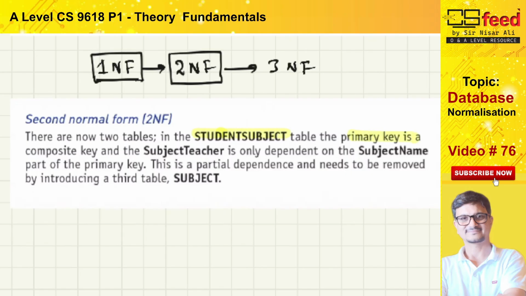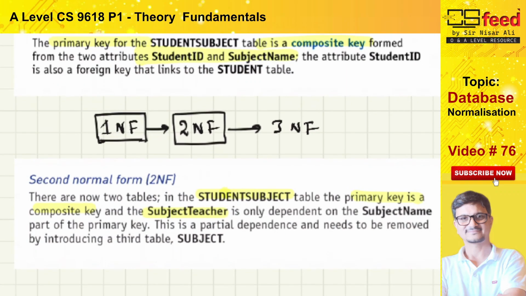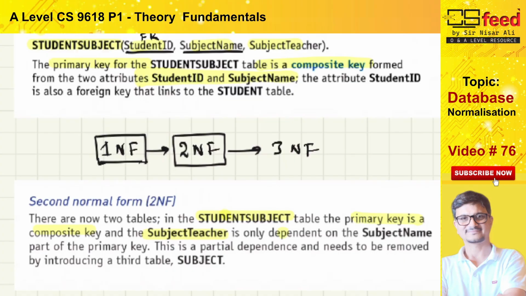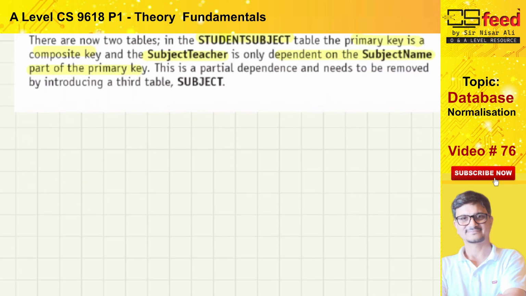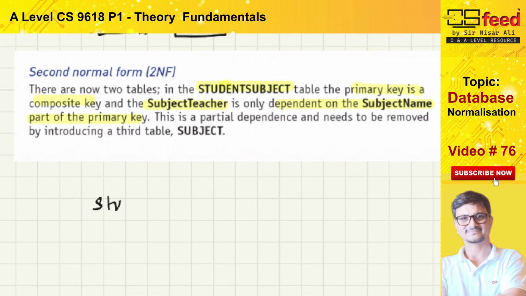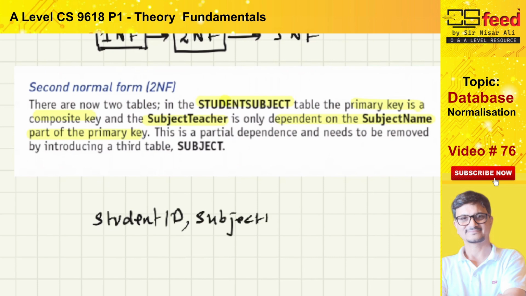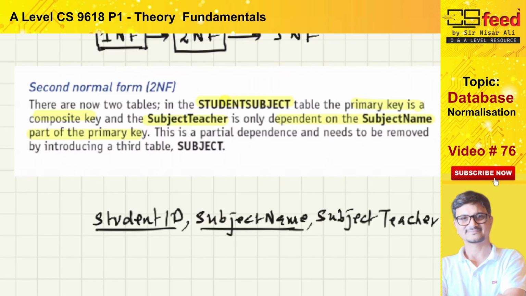In the student subject table, the primary key is the composite key, and the subject teacher is only dependent on the subject name part of the primary key. What does it mean? I'll write it again here to make things more clear. Student ID, and the other is the subject name, and the subject teacher. Now the point over here is that these two are the composite key.